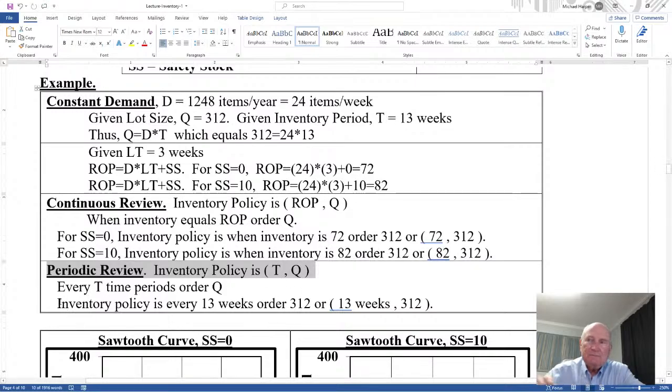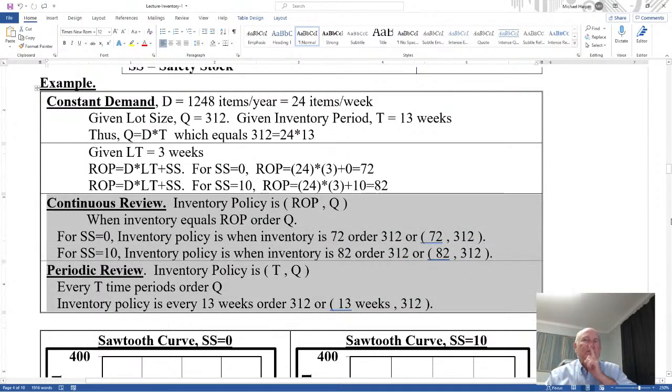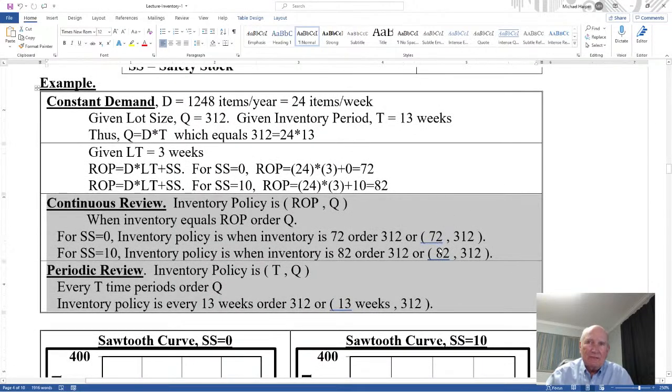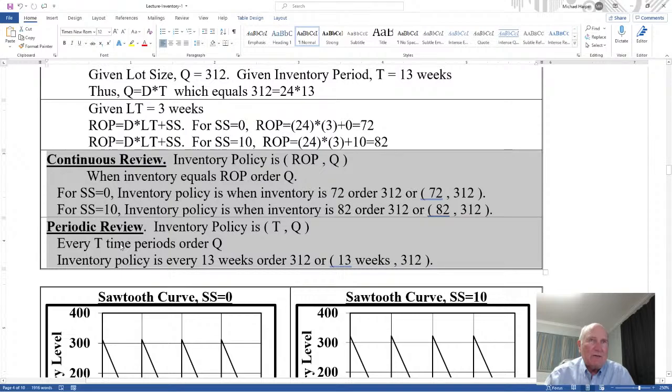I have 13 weeks, order 312, and so my inventory policy then is 13 through 12. So here, notice the difference between these two. With a safety stock of 0 or 10, remember safety stock is part of ROP, and there it is. But for the periodic review system, safety stock really doesn't enter into the T or the Q. But is it there? Yes, it's there.